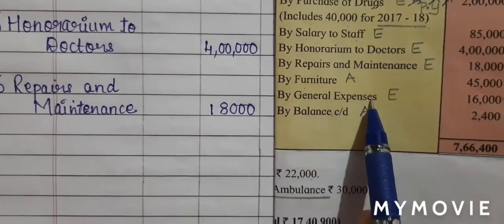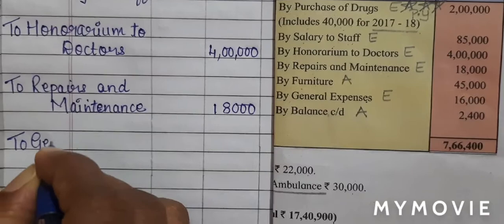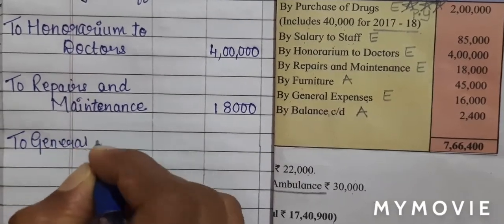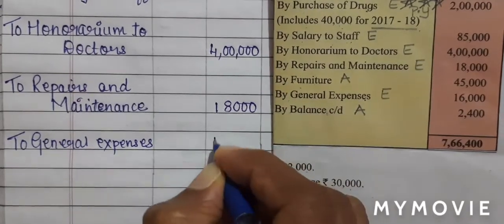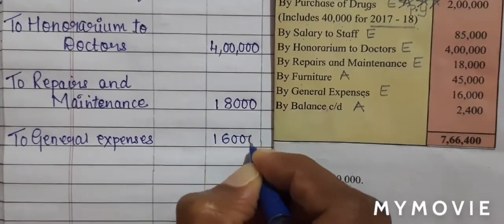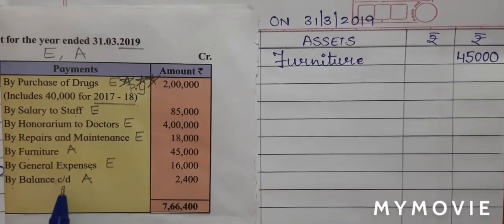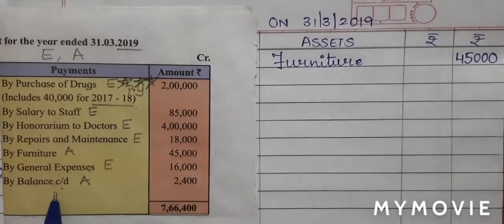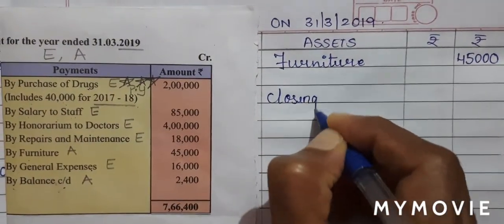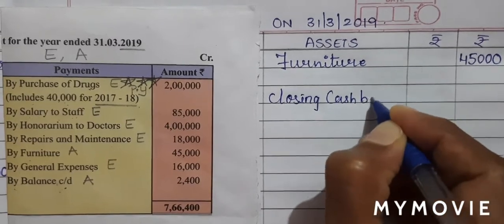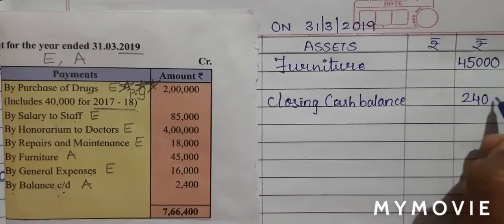Next is general expenses on the expenditure side. So on the expenditure side, I'll write to general expenses. In the outer column, 16,000. Next is balance carried down. It is nothing but my closing cash balance, which I'll write on the asset side. I'll write closing cash balance. In the outer column, 2,400.